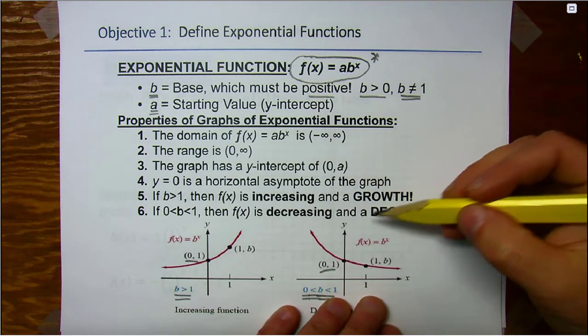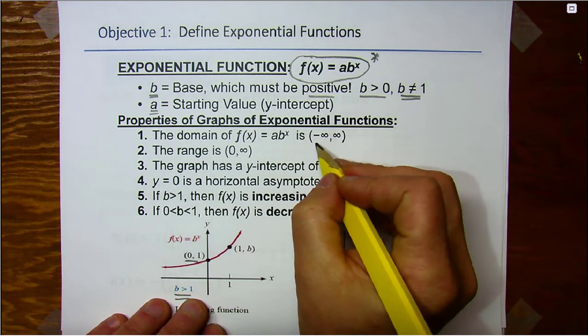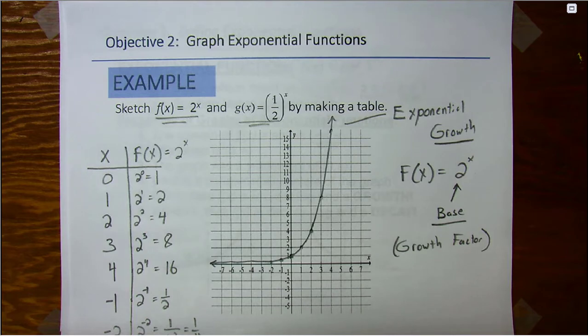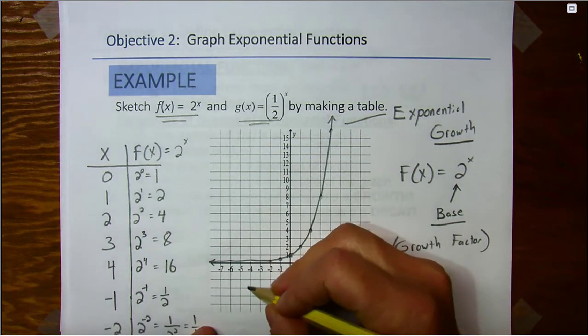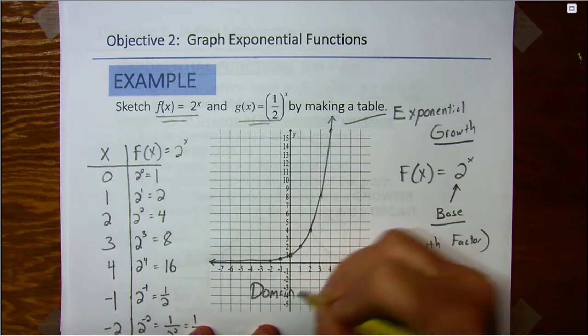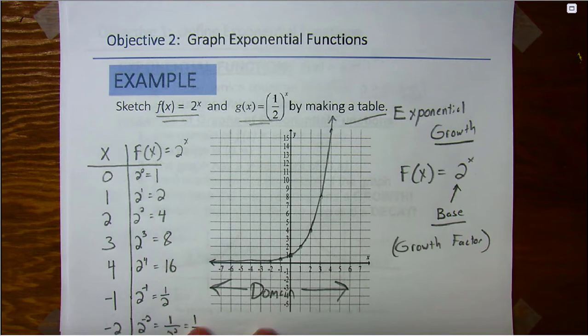A couple things to note about these graphs. The domain of these graphs is negative infinity to infinity. That was true for the exponential growth function we looked at a minute ago. The domain reached forever to the left and right.